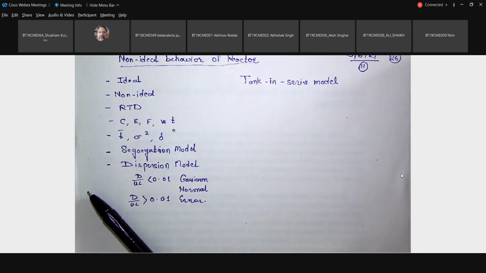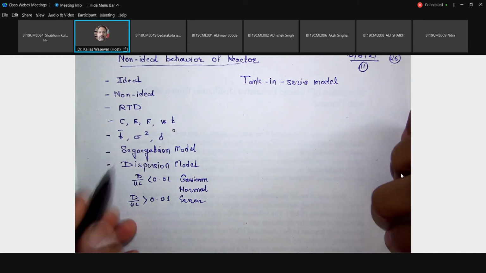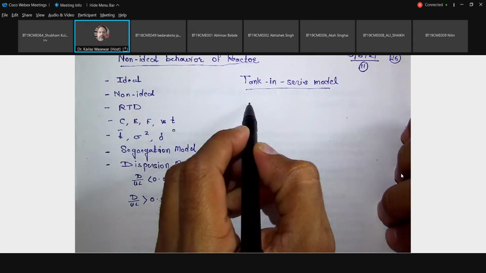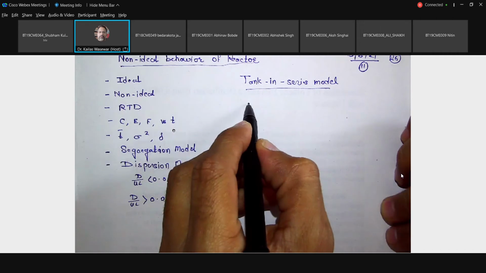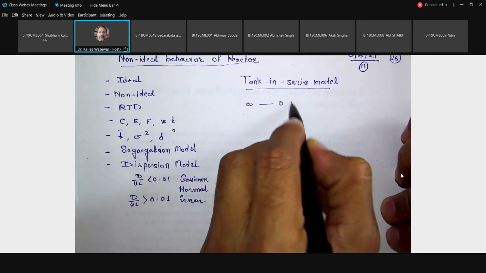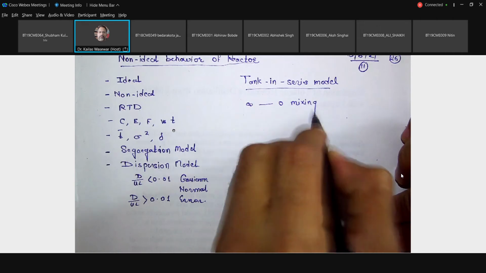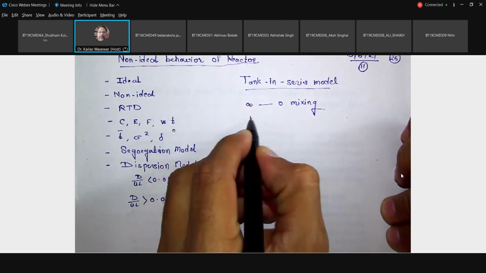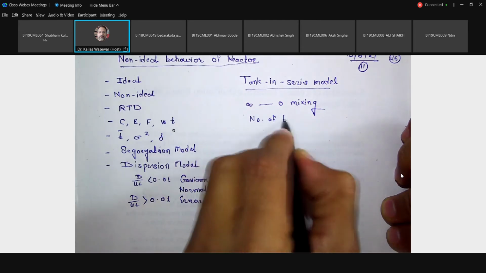Now you can see in the plug flow reactor, if there is a deviation, that means it is moving towards the mixed flow. That means there will be a small dispersion. A little bit of dispersion will start, and slowly it will be more dispersion. So there will be a move from plug flow to mixed flow. But in the tank in series model, here we are quantifying this non-ideality from infinity to zero mixing. That means in the tank in series model, generally we are quantifying non-ideality in terms of the number of tanks that we are calculating.